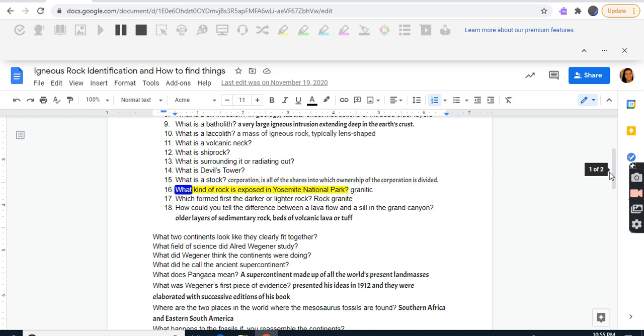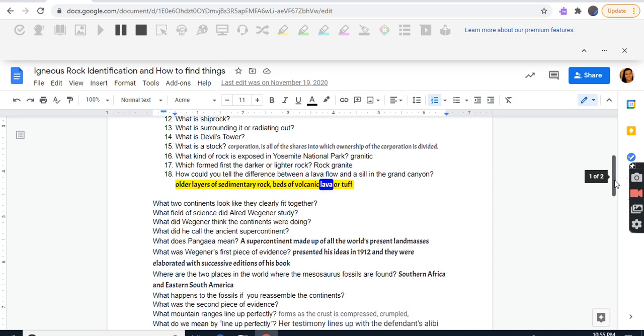16. What kind of rock is exposed in Yosemite National Park? Granitic. 17. Which formed first, the darker or lighter rock? Granite. 18. How could you tell the difference between a lava flow and a sill in the Grand Canyon? Older layers of sedimentary rock, beds of volcanic lava or tuff.